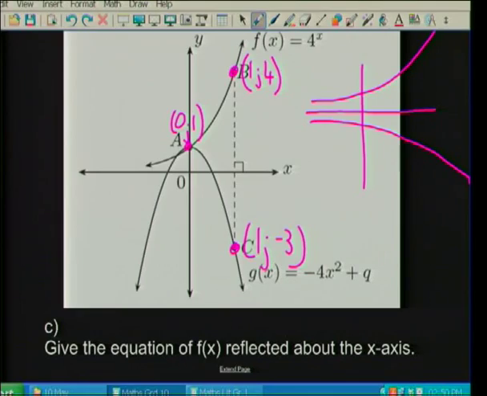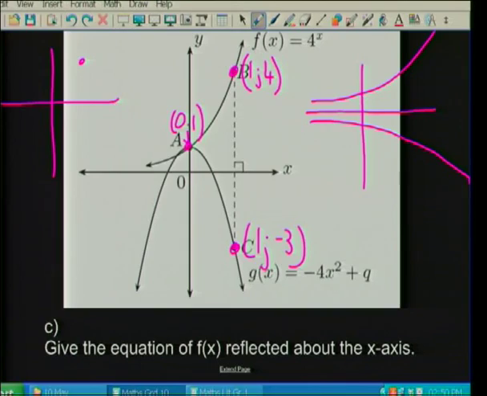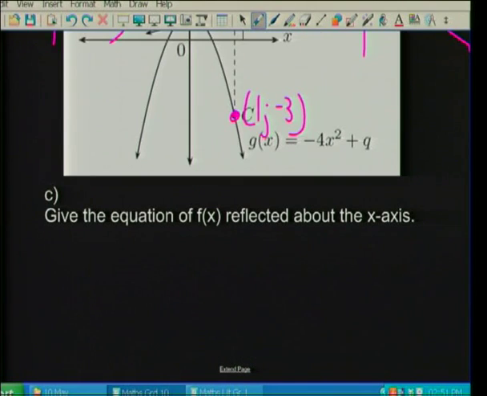Now, when I battle with reflections or when I forget, what I always do is I start with a point and I say, okay, if I had a point that I needed to reflect in the x-axis, let's say I had the point 2, 3. If I have to reflect the point 2, 3 in the x-axis, it still stays 2, right? But what happens to the y value? The y value becomes negative. So if my equation at the moment is y is equal to 4 to the power x, it will now become negative y is 4 to the power x.